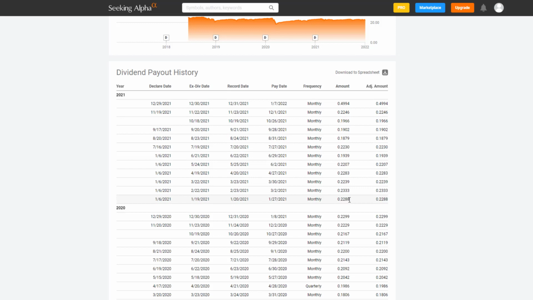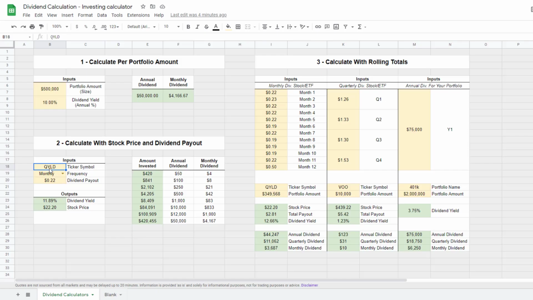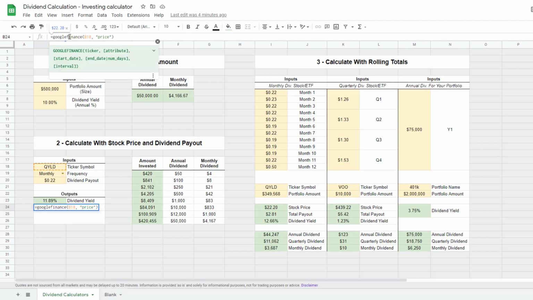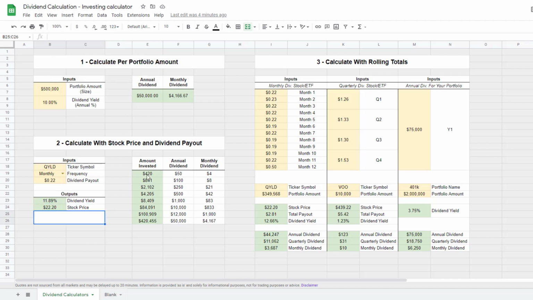On our third calculator, we'll go ahead and utilize the ability to take all of the monthly payouts and then determine a total dividend yield. So with this ticker symbol QYLD, their average dividend payout, let's say it's been 22 cents, the dividend yield on average for 2021 for QYLD will have been close to 12%, or 11.89. The stock price is received by a Google Finance formula using the ticker symbol and "price". And then over here, the green is calculated by taking a desired annual dividend number divided by the dividend yield. So this number right here can be a little bit more accurate than this number if you want to determine your dividend yield by your dividend payouts.